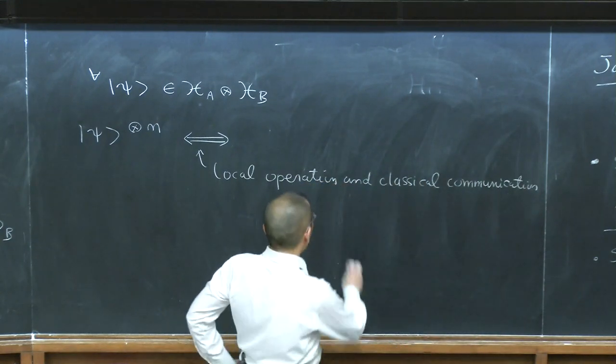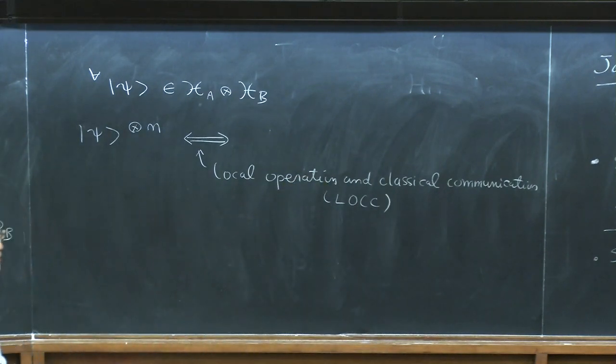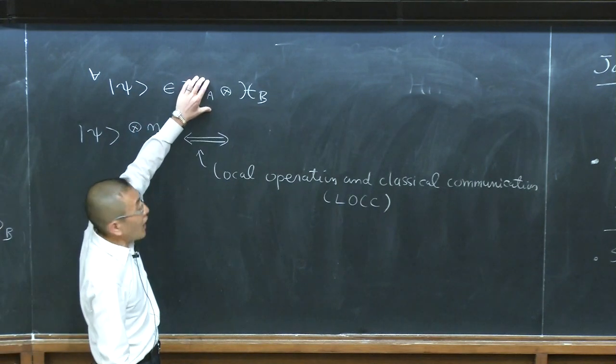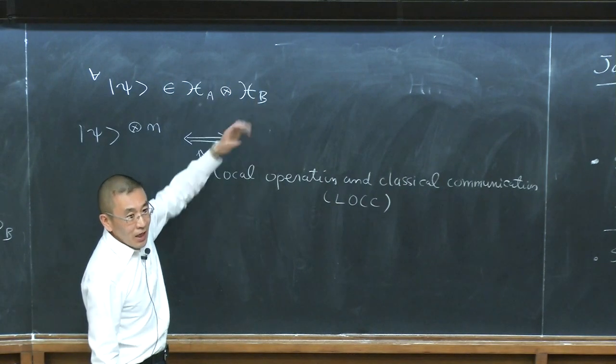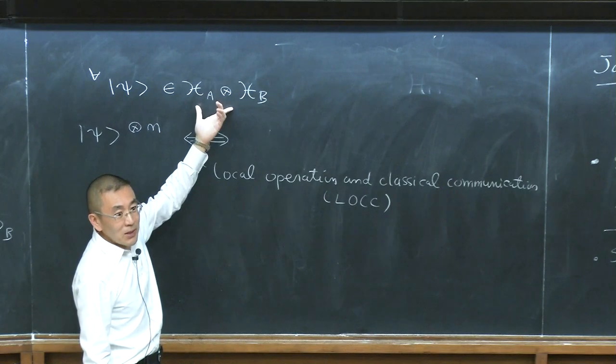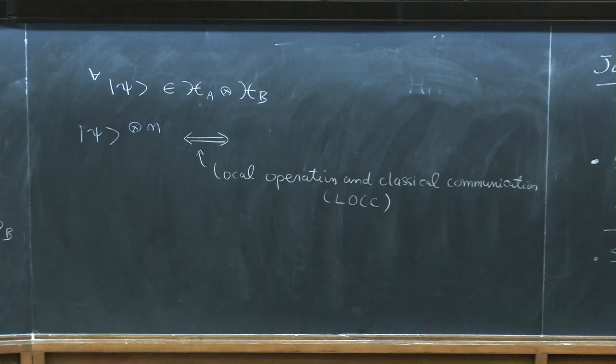Which is a long word, sometimes called LOCC, which is an operation where you are permitted to do unitary transformation on A only or B only separately, but you don't do any quantum operation mixing A and B. So for example, if you can do arbitrary unitary transformation, certainly there is a unitary transformation on this total Hilbert space which maps this into here, right? You can find such a unitary transformation because both are normalized to be one. So you can do that.